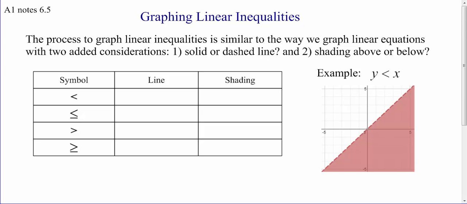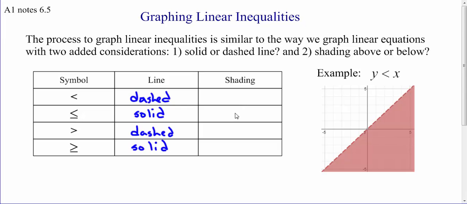First, some of the symbolic notation. Some of it you've seen before, but let's make sure and review some of it. The less than symbol means that you would have a dashed or dotted line. I'm going to write dashed here. So this would be dashed, where the less than or equal to would be solid. Greater than would also be dashed, and greater than or equal to would be solid.